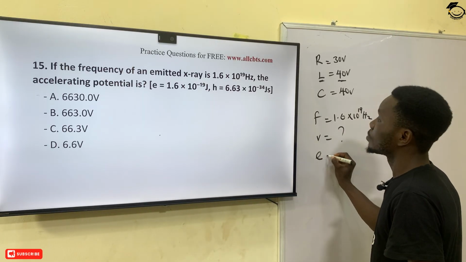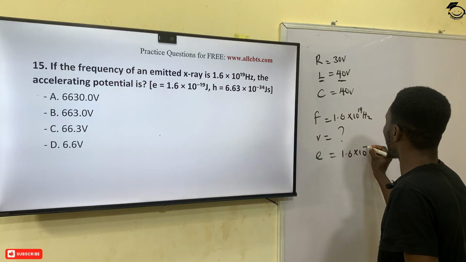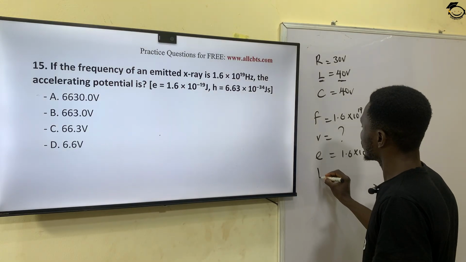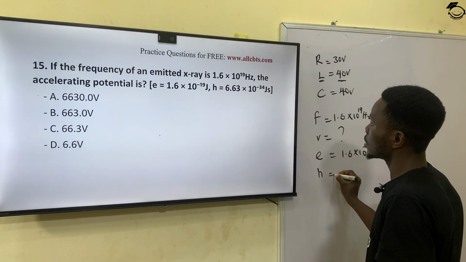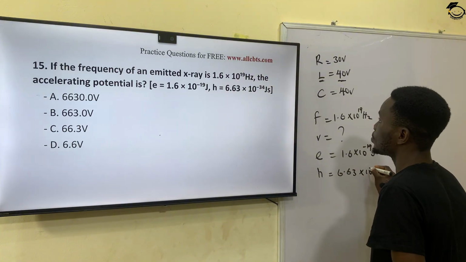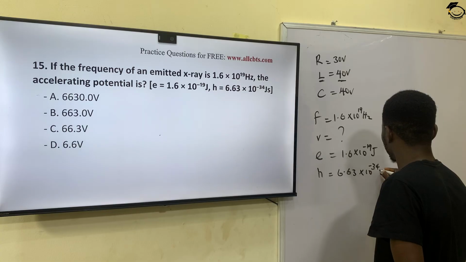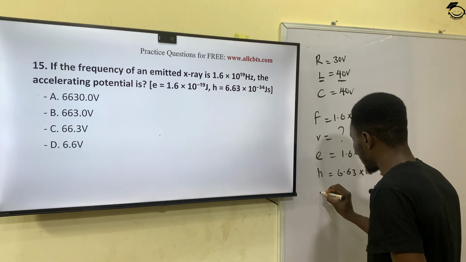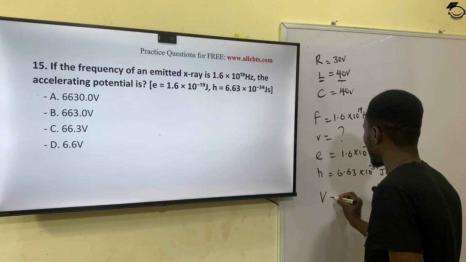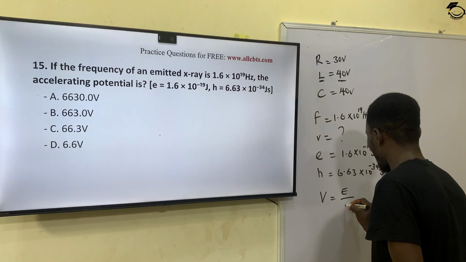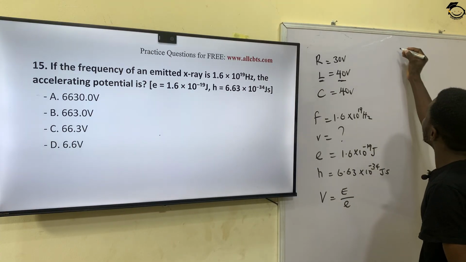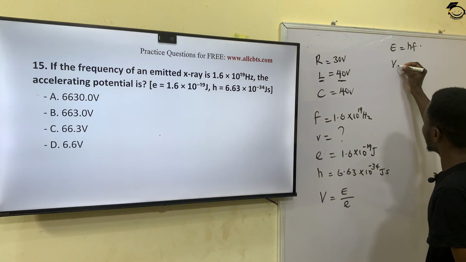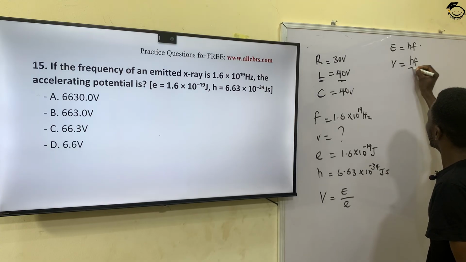But we're given e to be 1.6 times 10 raised to power minus 19 joules. And then we're given the constant, Planck's constant, to be 6.63 times 10 raised to power minus 34 joules seconds. Now, for us to calculate this question, our formula is simply saying that the accelerating potential is equal to E over e. And we know that E is equal to hf. So which means that my accelerating potential V is equal to hf over e.